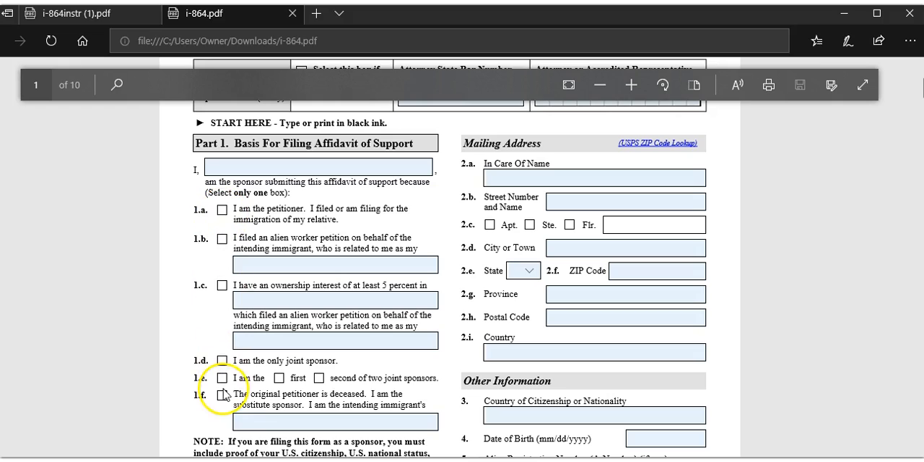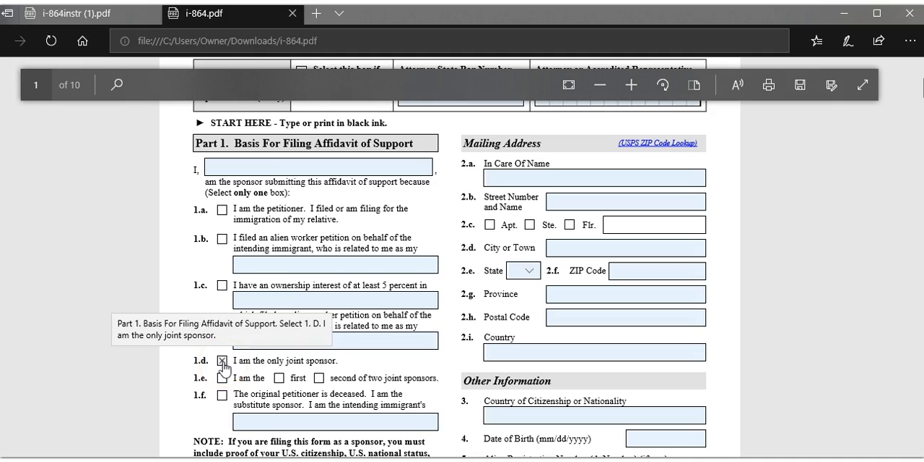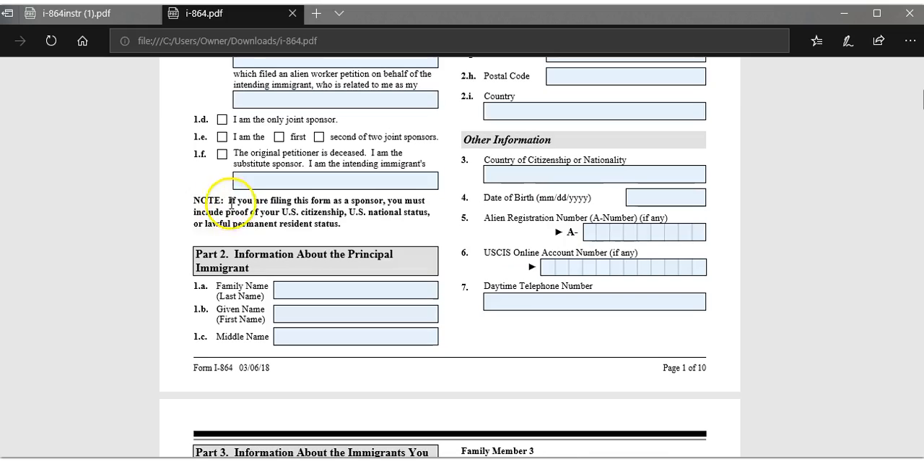We are going to select only one of these. If you are the petitioner of this immigrant, you are going to mark right here. If you are the joint sponsor, then you are selecting this one right here if you are the only joint sponsor. If you have more than one joint sponsor, you have to indicate who is filling out this affidavit of support, if you are the first joint sponsor, or if you are the second joint sponsor. Note, if you are filing this form as a sponsor, you must include proof of your U.S. citizenship, U.S. national status, or lawful permanent resident status.